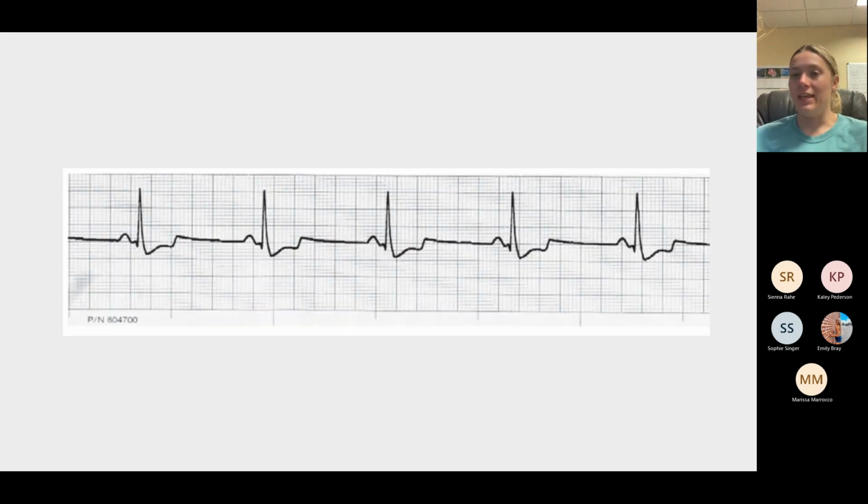So, my friends, what do we think this rhythm is? Any thoughts? What do we think's happening here? Do we think this is sinus bradycardia or do we think this is heart block? I got a lot of questions yesterday about that. Do we think it's sinus brady or first degree heart block?